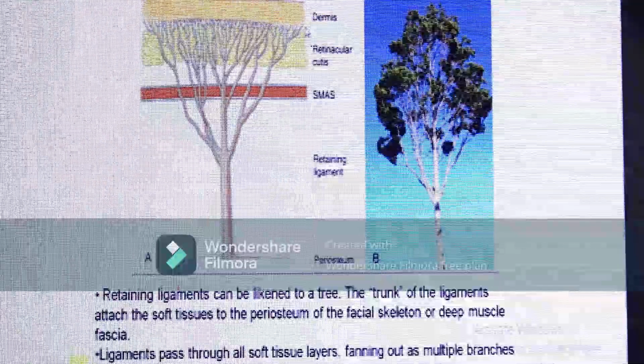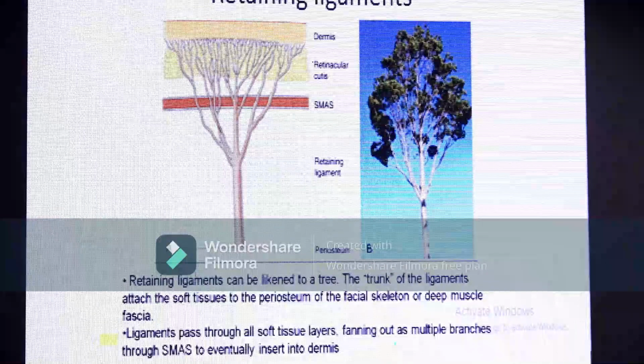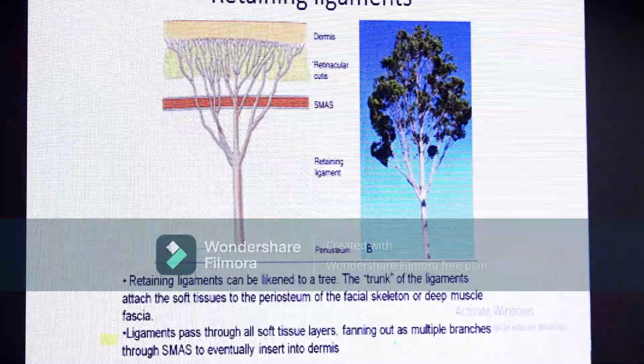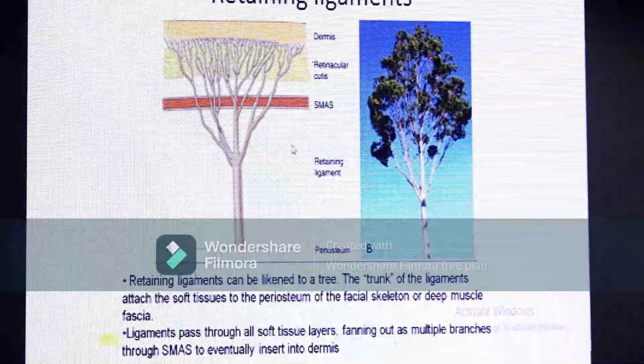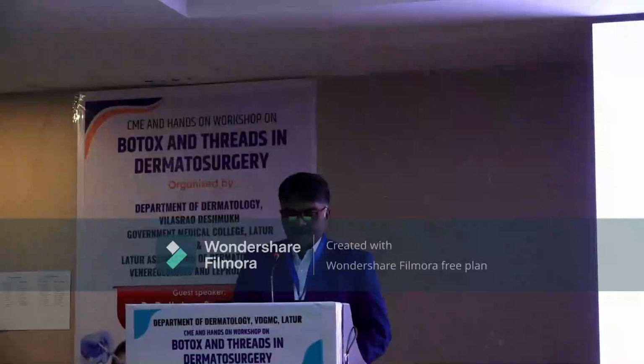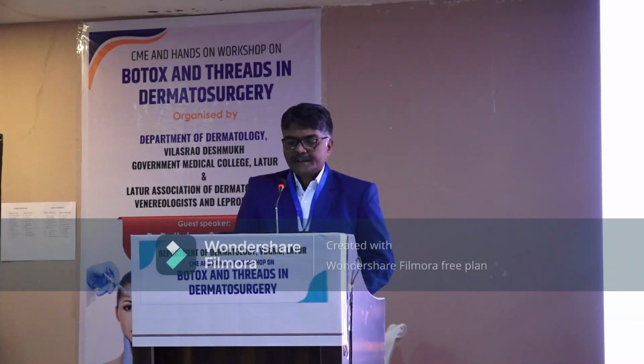So again, the structure of concern today, retaining ligaments. These retaining ligaments are like a tree where the trunk represents the attachment from periosteum of the facial skeleton, and these retaining ligaments attached from periosteum directly insert into the dermis. This ligament passes through all the soft tissue structures, panning out as multiple branches through SMAS layer to eventually insert into the dermis.